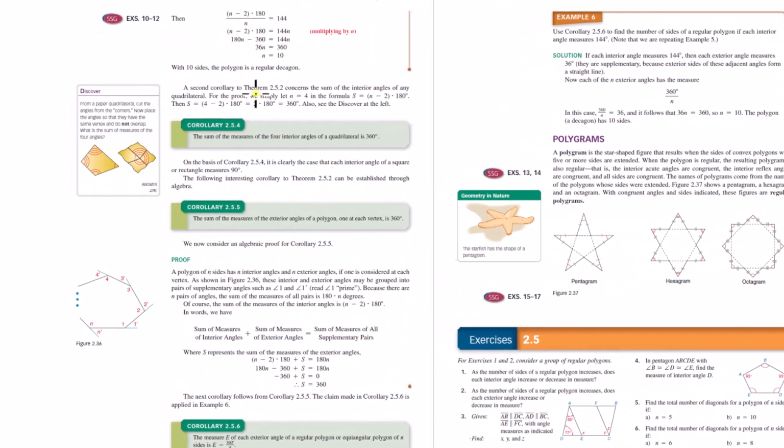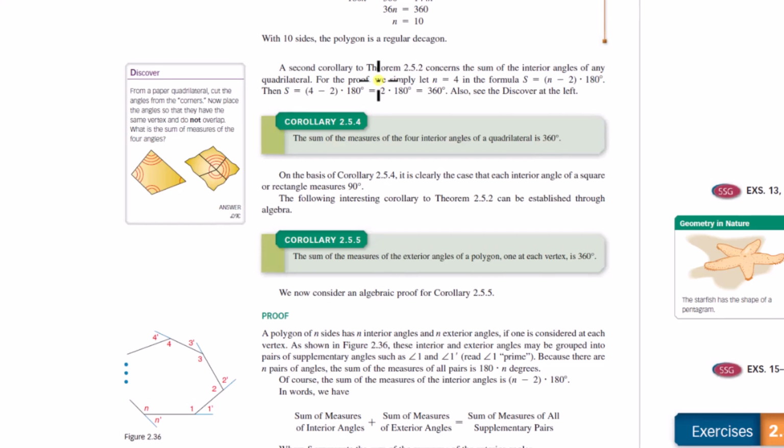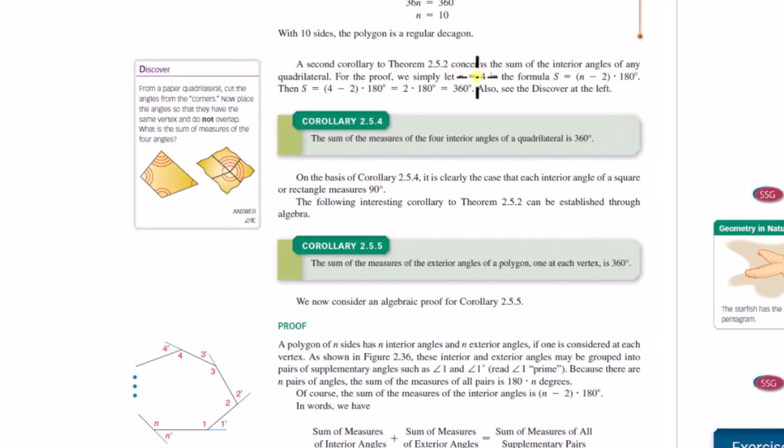Okay, a second corollary to the sum of the interior angles theorem concerns the sum of the interior angles of any quadrilateral. For the proof, we simply let n equal 4 in the sum of the interior angles formula. Then you get that the sum of the interior angles in a quadrilateral is 360 degrees. We actually proved this in the previous example problem video. It's just like the proof they did on the previous page with the pentagon, same idea, but you don't even have to prove it. They just use the formula.